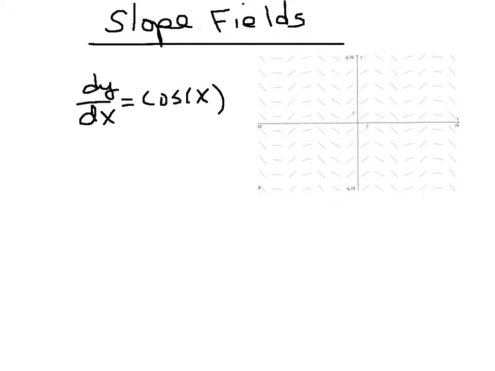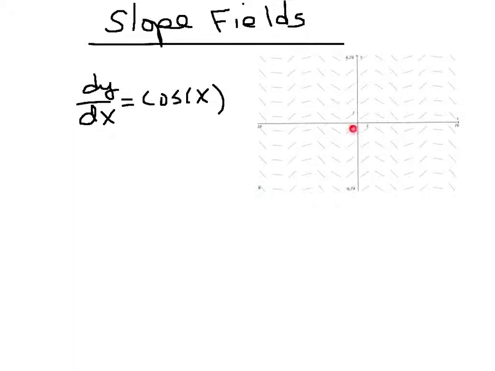So for our first example, we're looking at a slope field. Looks kind of cool, doesn't it? For the derivative dy/dx equals cos of x. So think for a second, what function do we know whose derivative is cos x? Well, one of them is sine x.